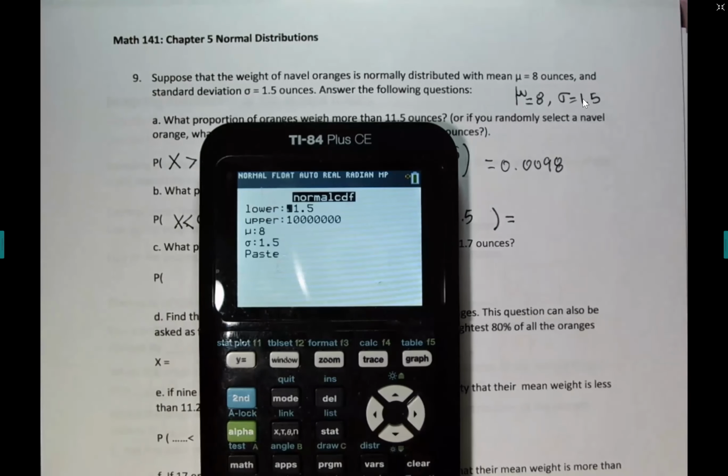Normal CDF, negative 1,000,000, 9.7, 8, 1.5. We don't change those. Okay, see, 0.8715.